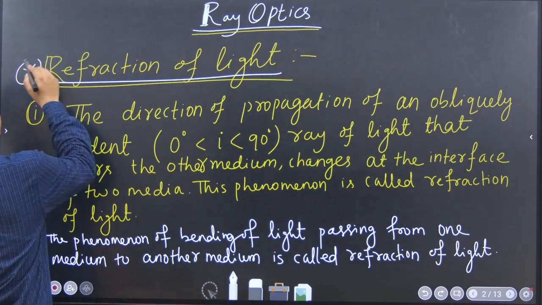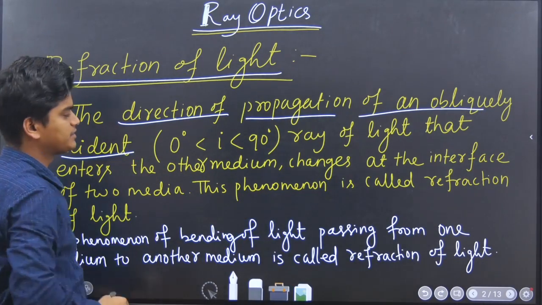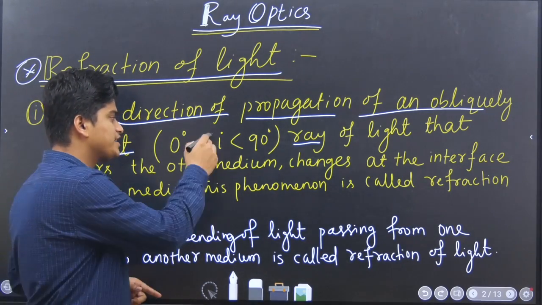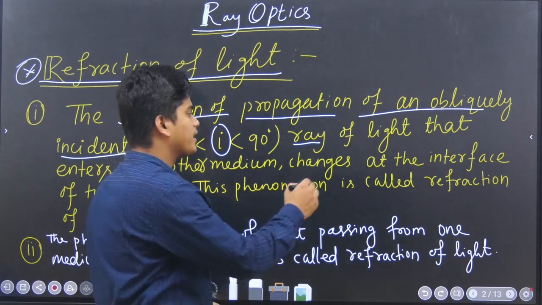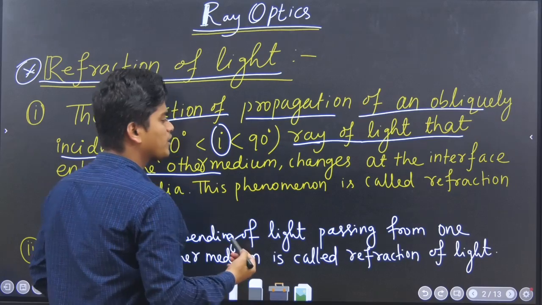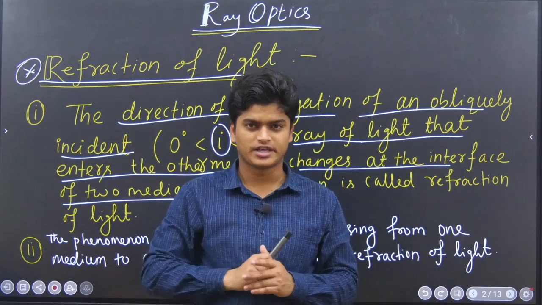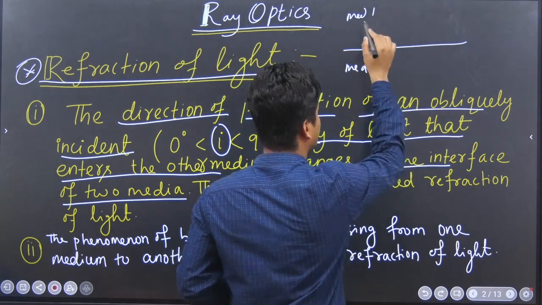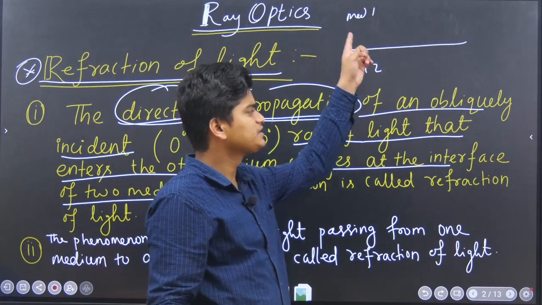So in the refraction of light, the definition you can remember: the direction of propagation of an obliquely incident ray of light, and that incidence angle should be how much? This i is called the incidence angle. This incidence angle should be greater than 0 and less than 90 degrees, that enters the other medium. The ray of light going from one medium to another changes at the interface of two media. That means light is going from one medium to another medium. Suppose this is medium 1, this is medium 2, light is going from medium 1 to medium 2, and they are telling that the direction of propagation is changing here.